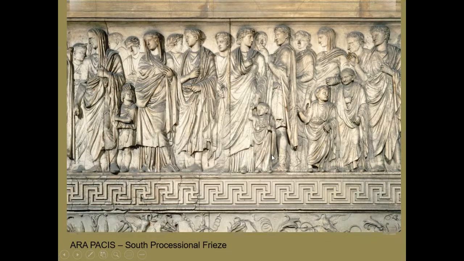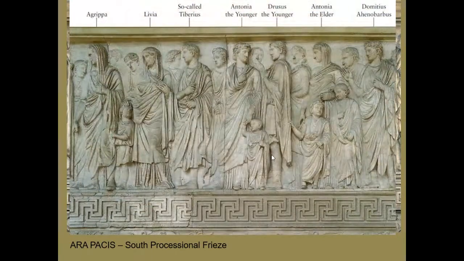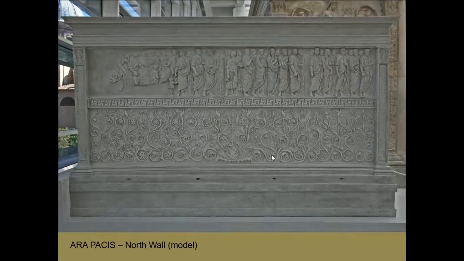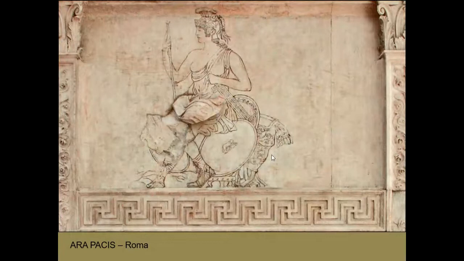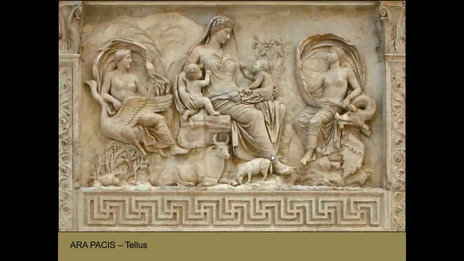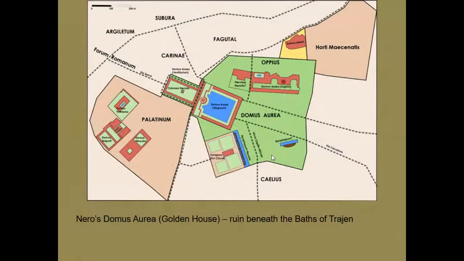It feels very much as if we're observing the real world, as if we're really seeing how people in reality behave. We can also specifically name some of the figures, including here Livia, the wife of the emperor. This is the north wall, north procession, the panel that shows the goddess of Rome herself, and the panel that probably depicts an idea of peace, either as goddess of the earth or the idea of peace as a goddess herself.